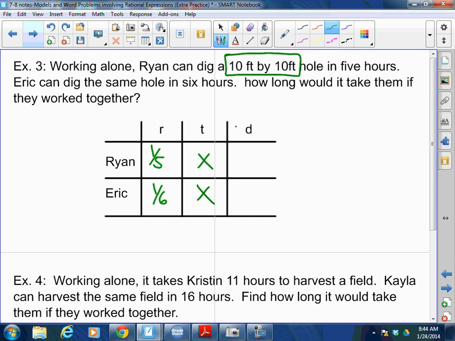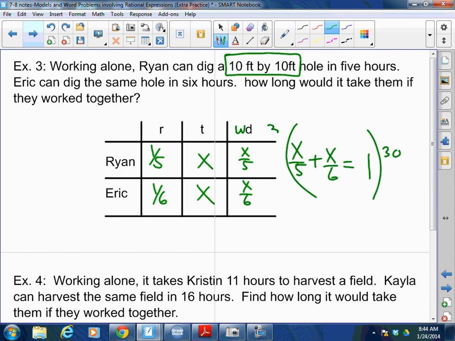And this should be a WD. I apologize, because that's work done. The work done here is rate times time. So x over 5, and Eric's rate is x over 6. So Ryan's rate plus Eric's rate equals 1 complete job.